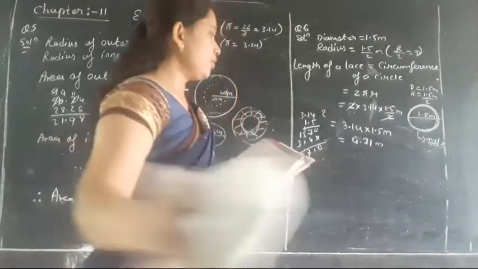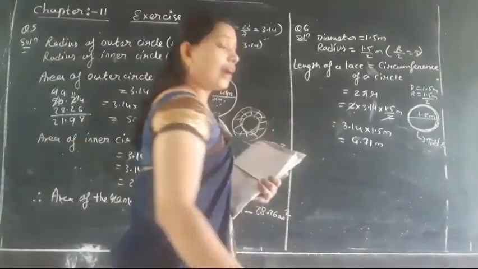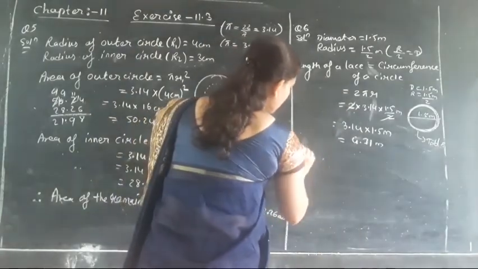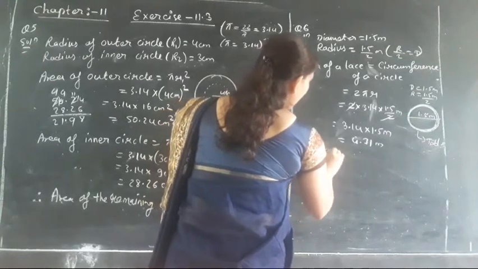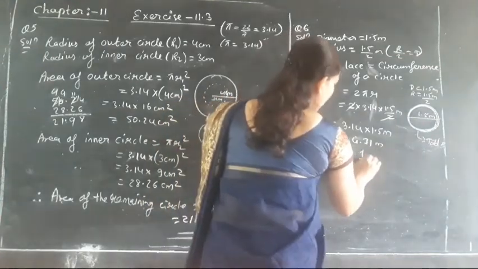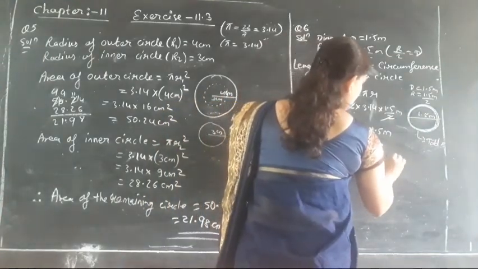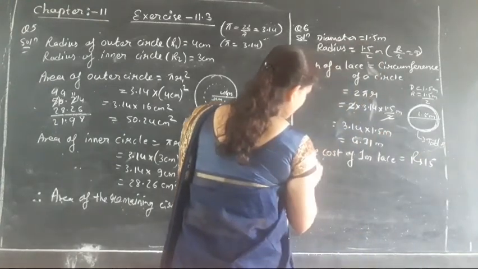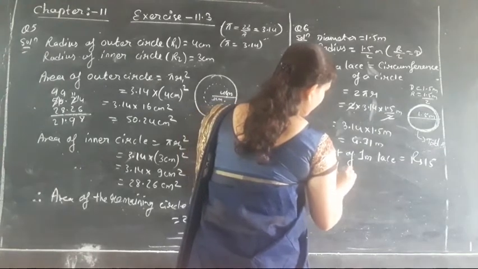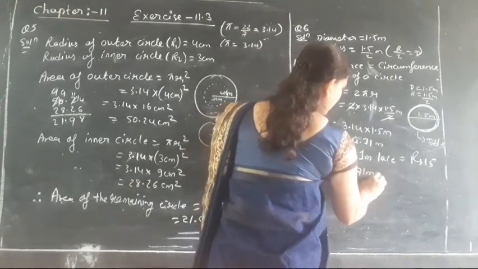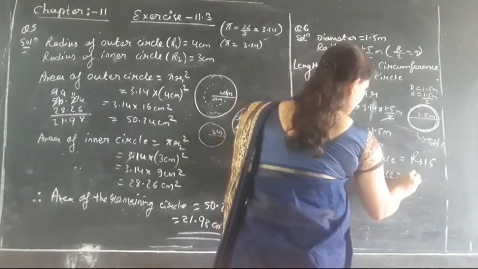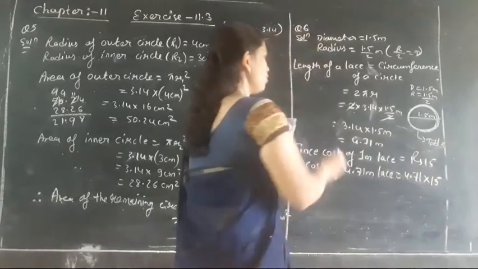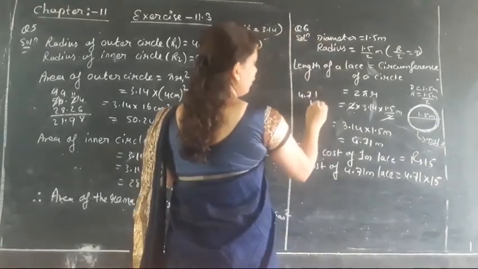Now after doing so, we have to find the total cost, isn't it? In order to find the total cost, what cost is given? Since the cost of 1 meter lace is equal to rupees 50, therefore the cost of 4.71 meter lace is equal to 4.71 into 50. So 4.71 into 50.